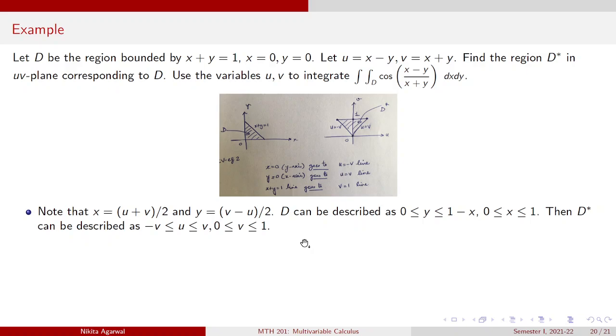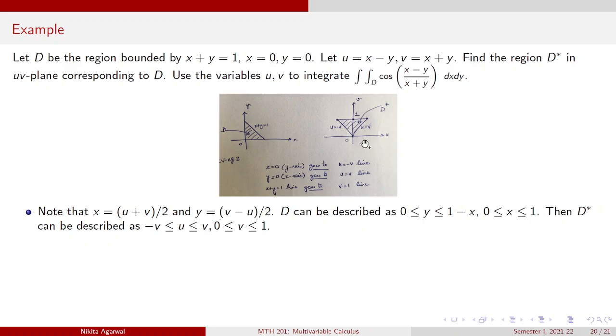And when x plus y equal to 1, which is this third line, goes to v equal to 1, right? Because v is equal to x plus y. So this is the triangle which you get when you transform this to this, xy to uv. So this is your D star. Okay. Now what are the limits for D star?